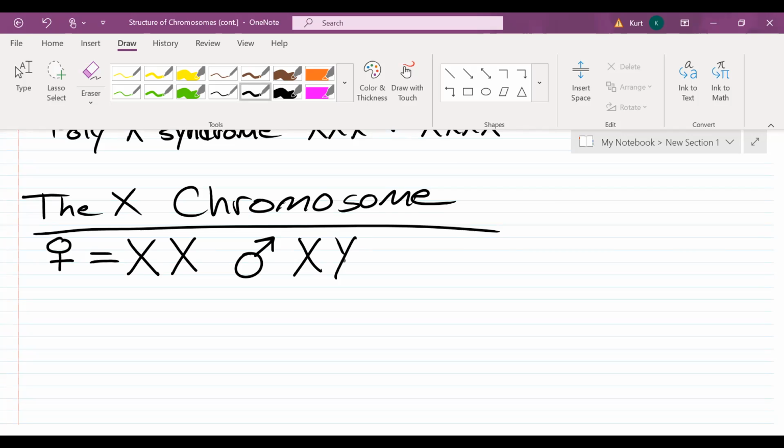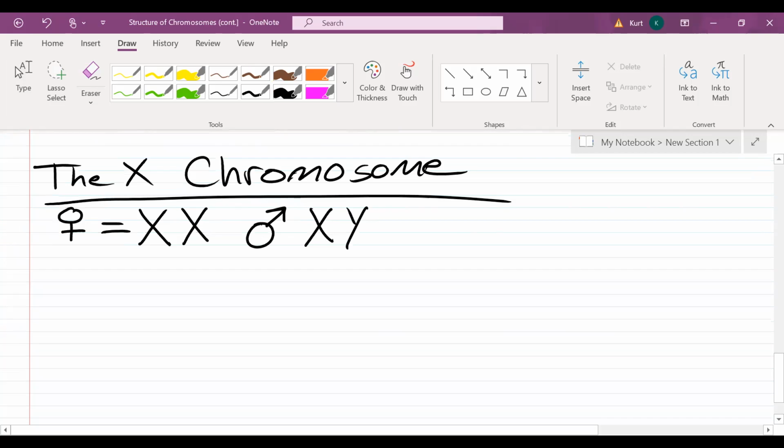All right, let's see here. How many sex chromosomes does a platypus have? 10. Jeez. They have 10 sex chromosomes? What are they? Hold on. What are the sex chromosomes of a platypus? A platypus has 5 X's and 5 Y's.